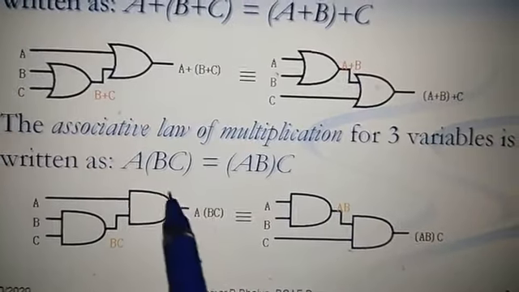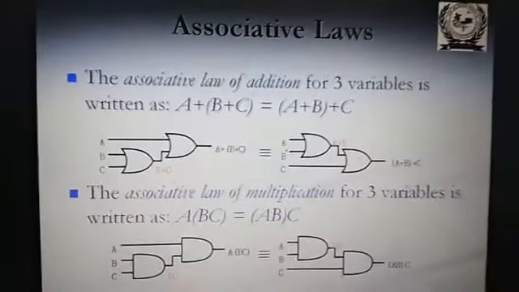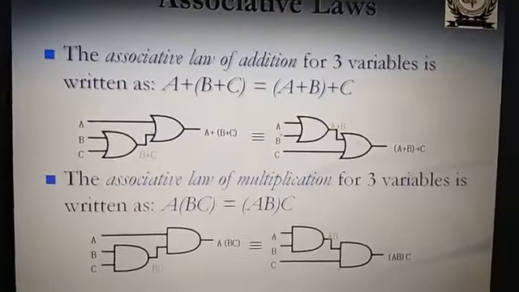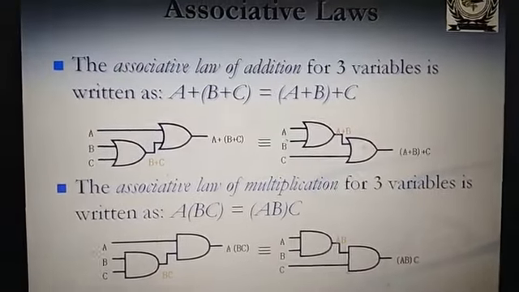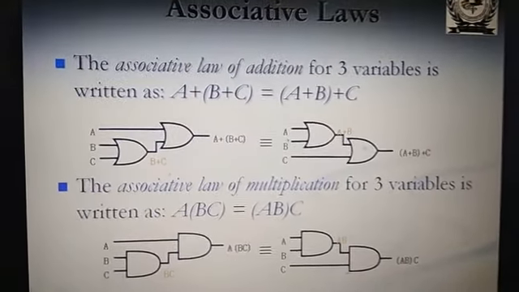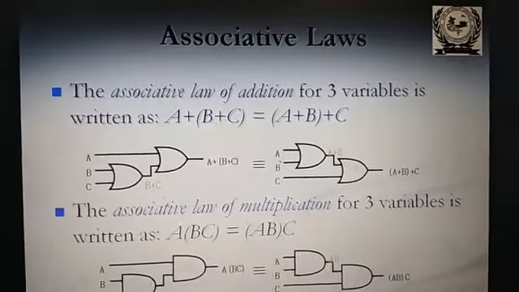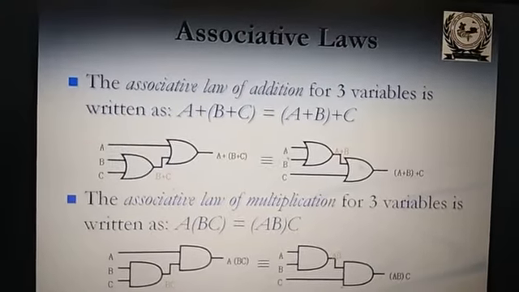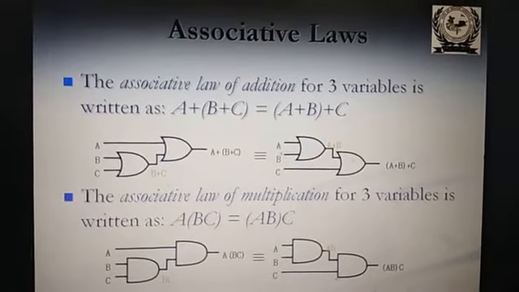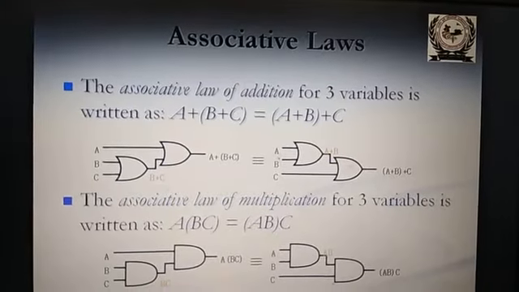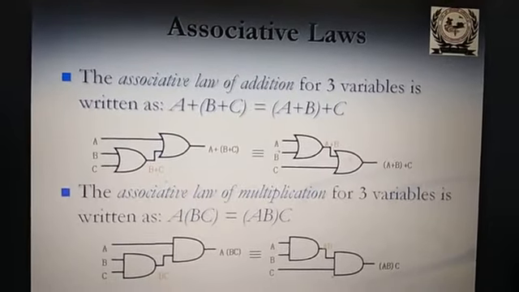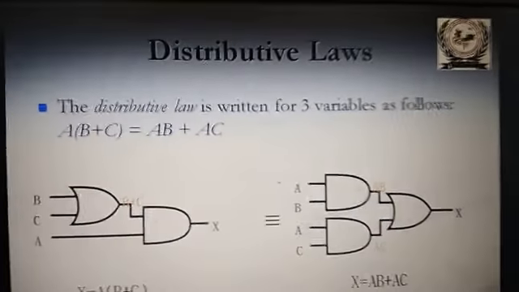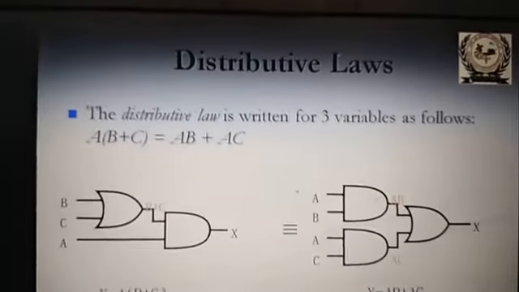Two AND gates are used. Here also two AND gates are used. So you just have to change. It is very simple. This is the associative law of multiplication and the associative law of addition for three variables. Addition uses the OR gate and multiplication uses the AND gate. Then the third law is the distributive law.